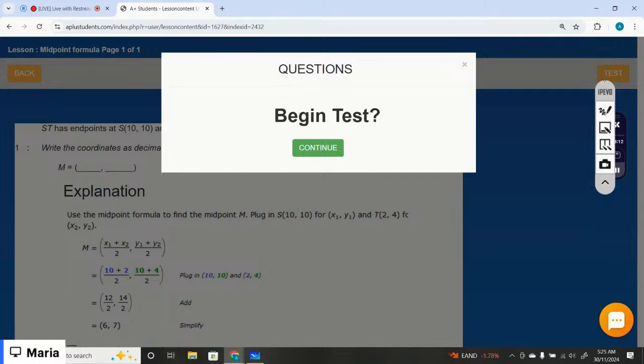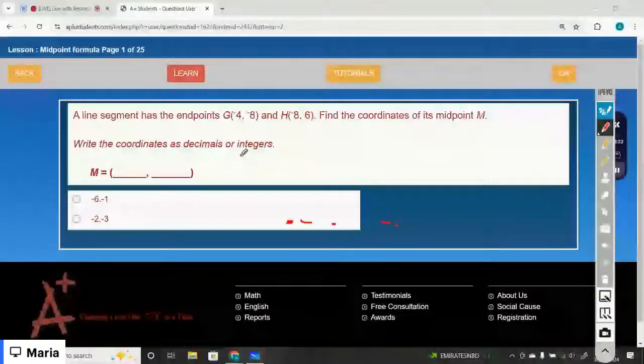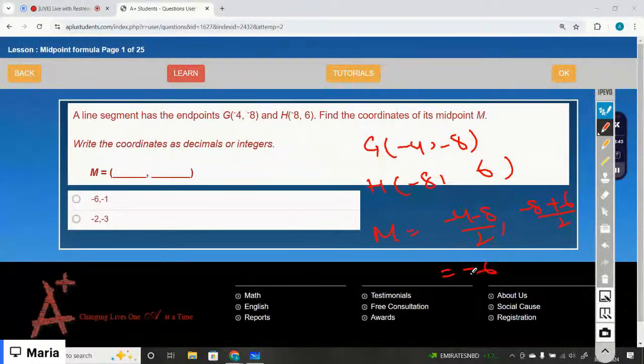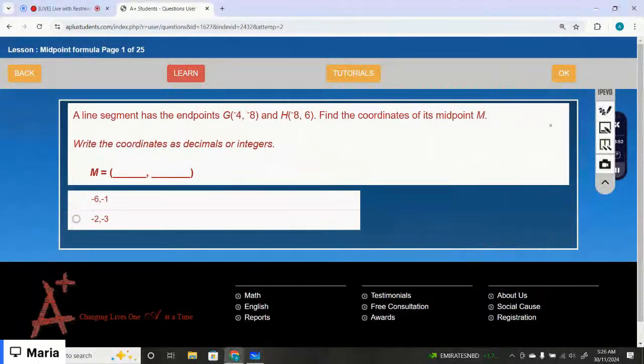Find the coordinates of its midpoint. G has the coordinates (negative 8, negative 6) and H has the coordinates (negative 8, 6). So the midpoint formula is x1 plus x2 over 2 and y1 plus y2 over 2. So that is negative 6 and negative 1. Option number 1 is the correct option, that is negative 6 and negative 1.